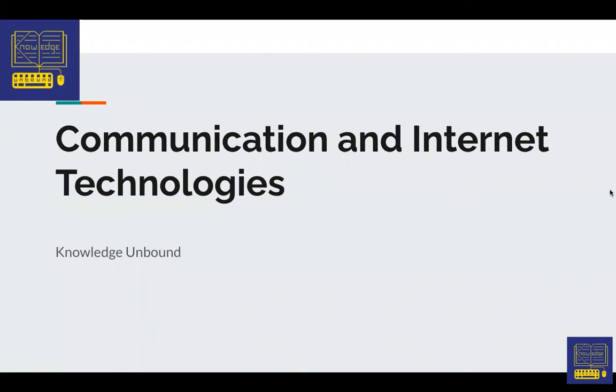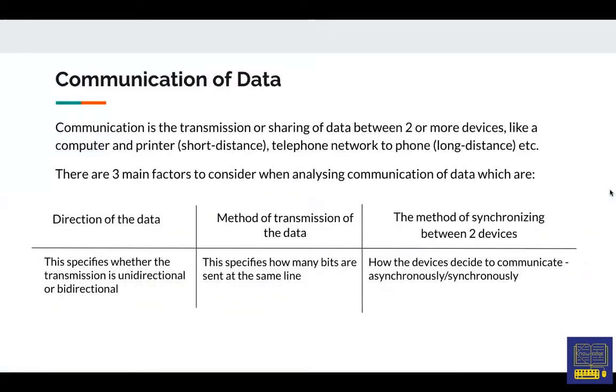Okay, so today we'll be discussing communication and internet technologies. First of all, communication. So, what is communication? It is simply the transmission or sharing of data between two or more devices.